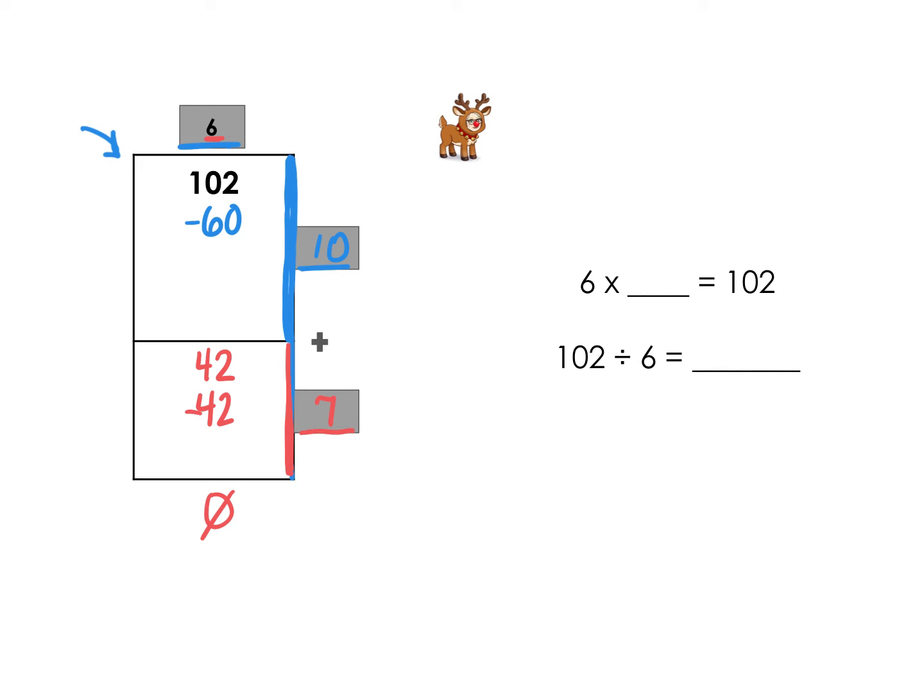So now I have 2 side lengths here. From here to here was 10, from here to here was 7. So altogether, this side length is 17. So 6 times 17 was 102, or 102 divided by 6 is 17. Go back and hit pause and practice this if you need to. If not, let's keep going. We'll do a couple more in this video.